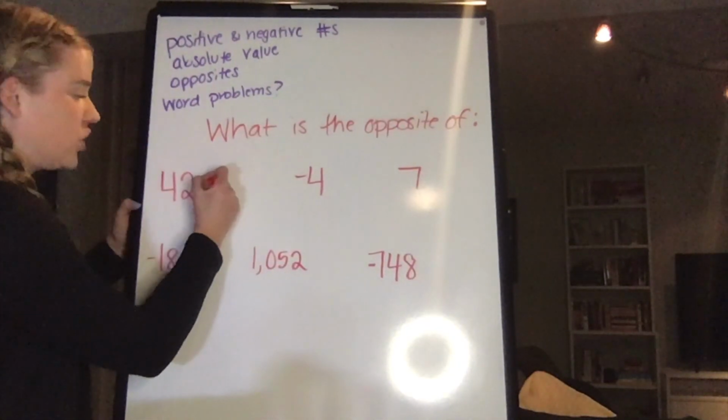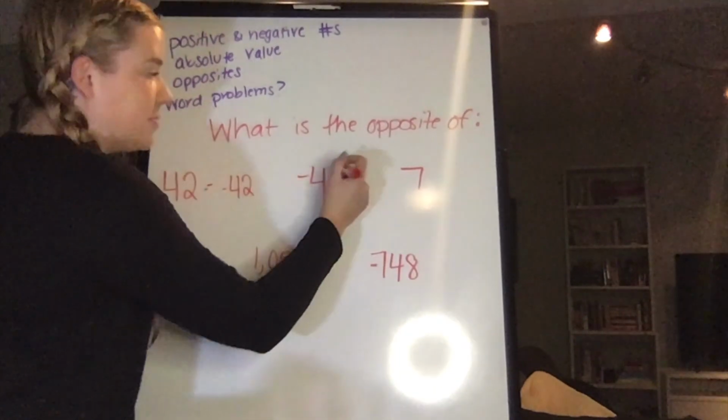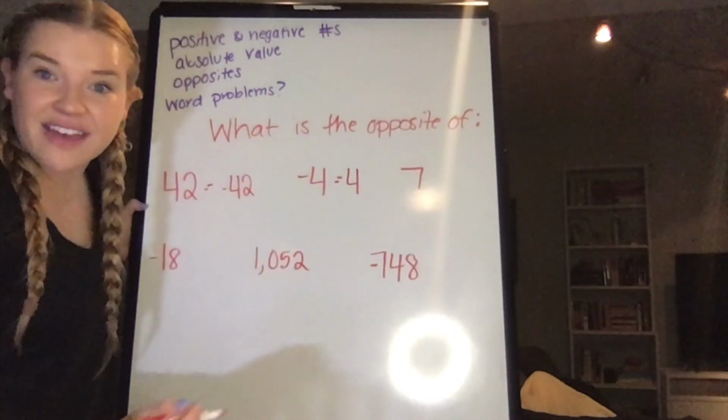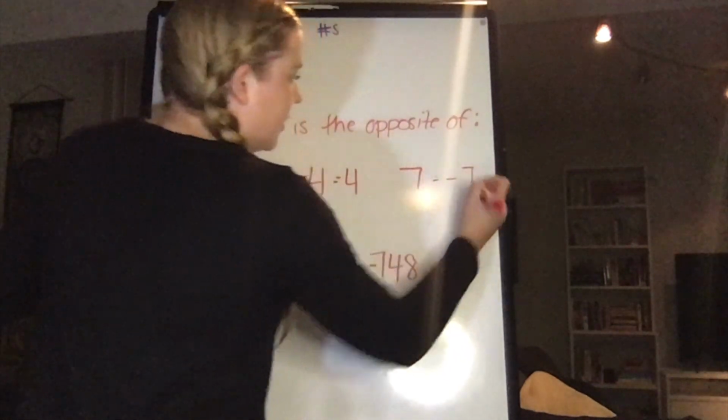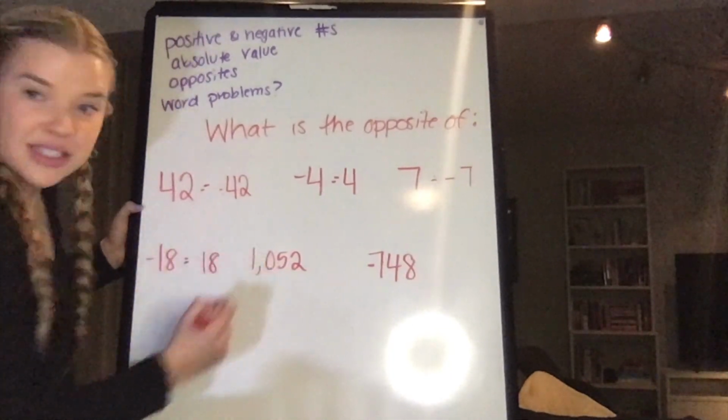The opposite of 42, negative 42. The opposite of negative 4, 4. The opposite of 7 is negative 7. The opposite of negative 18 is positive 18.